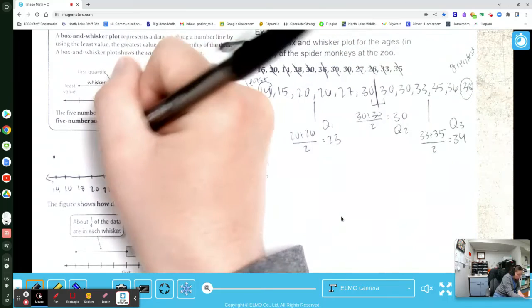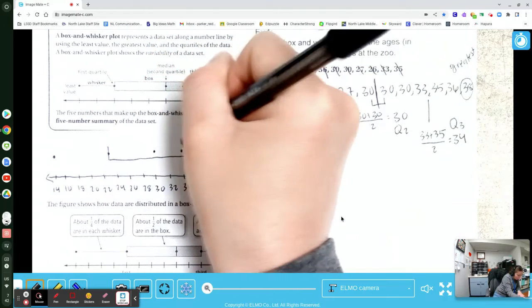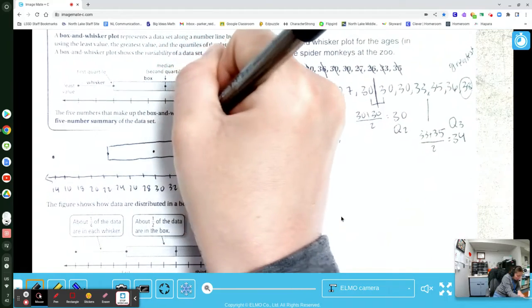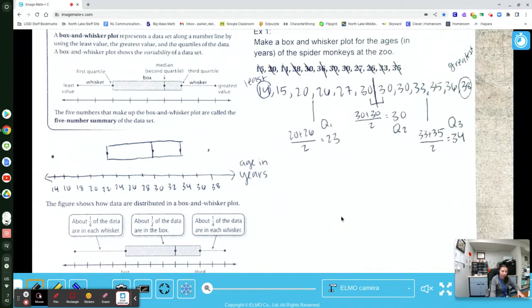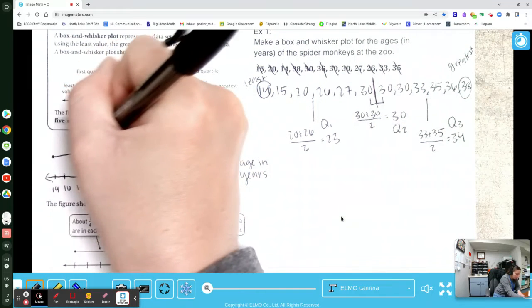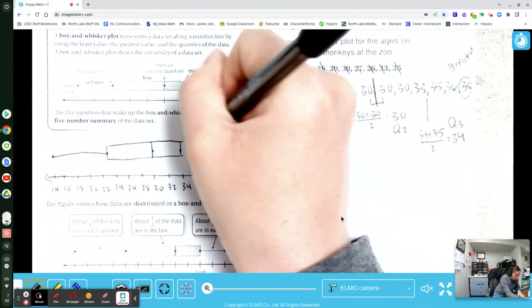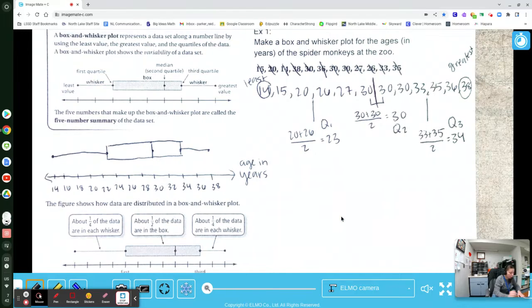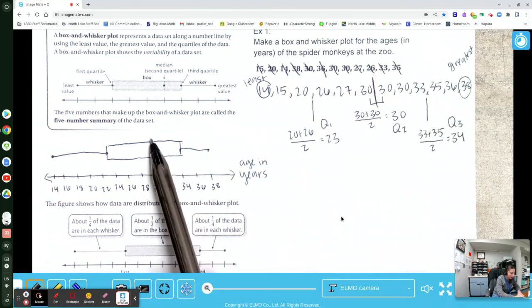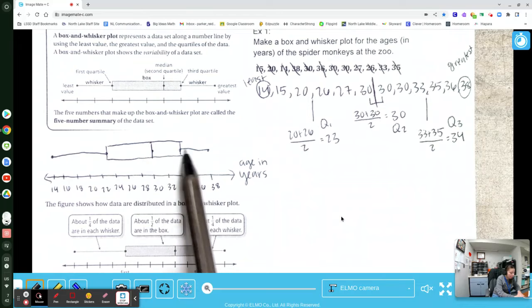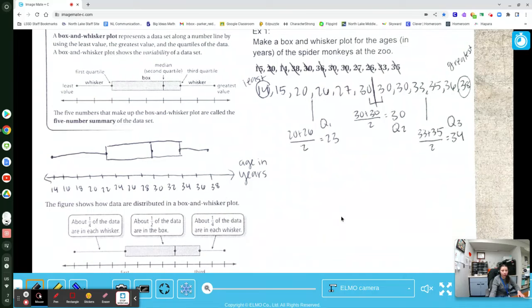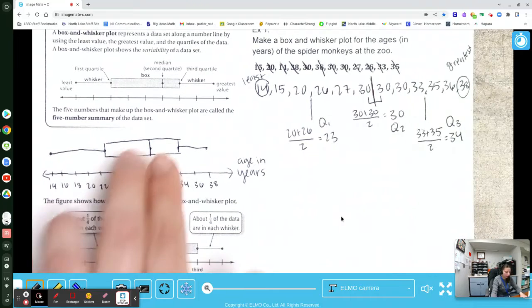The box goes from quartile 1 to quartile 3. And the median is the line that is inside that box. The whiskers connect the least and the greatest values to the box. So my box goes from quartile 1 to quartile 3. I draw a line through my median, and my whiskers connect the box to those least and greatest values. Box and whiskers.